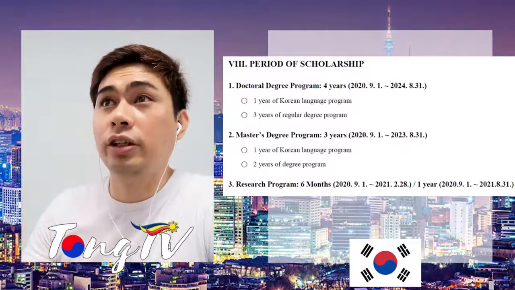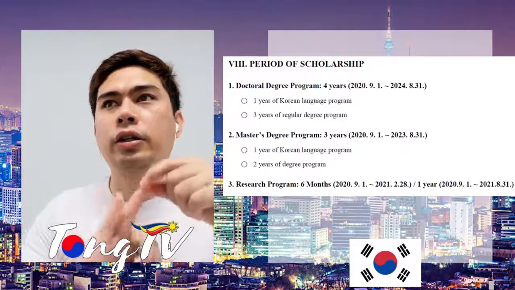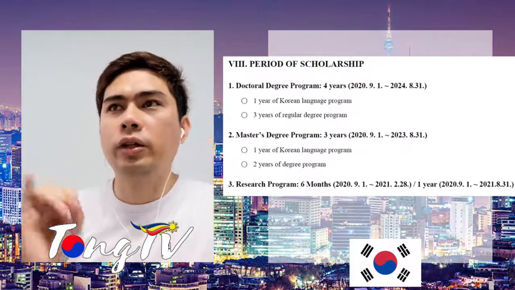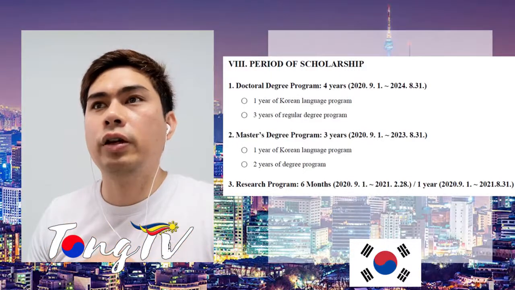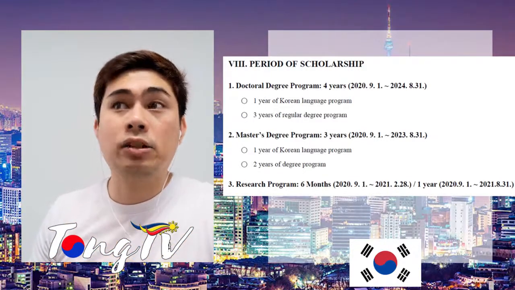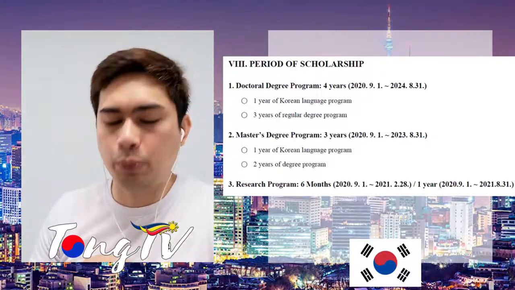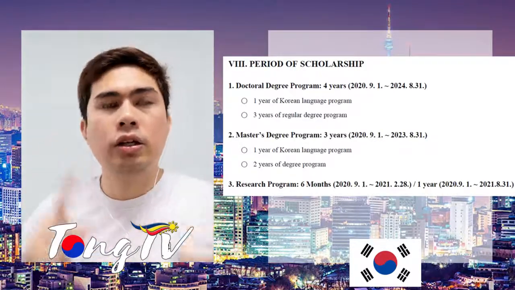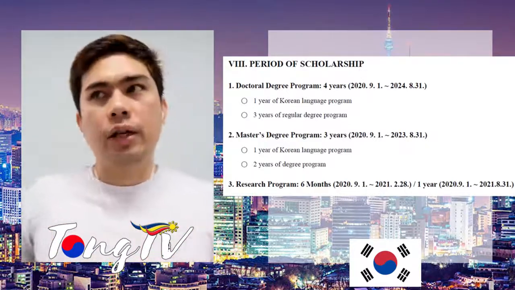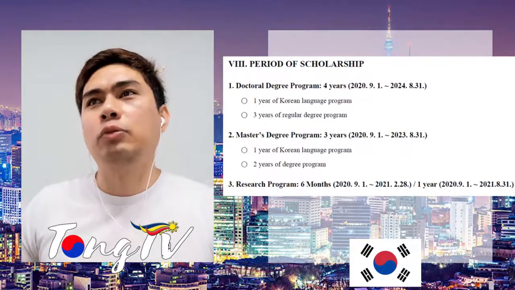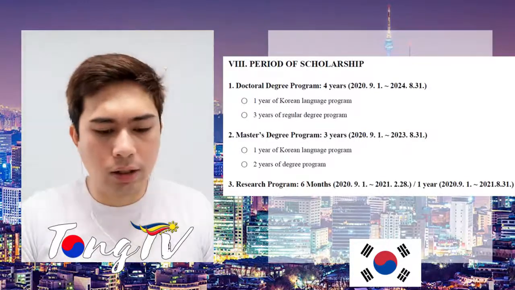So this is what I'm discussing to you, the period of scholarship. For the doctorate degree, 4 years: 1 year for Korean language, 3 years for regular degree program. For master's degree, 1 year for Korean language, 2 years for the degree program. And if you are research program, 6 months or 1 year, right? Because it's research project based. Once you're done with the project, it's time to go. So I think that's the end of my discussion for this one.